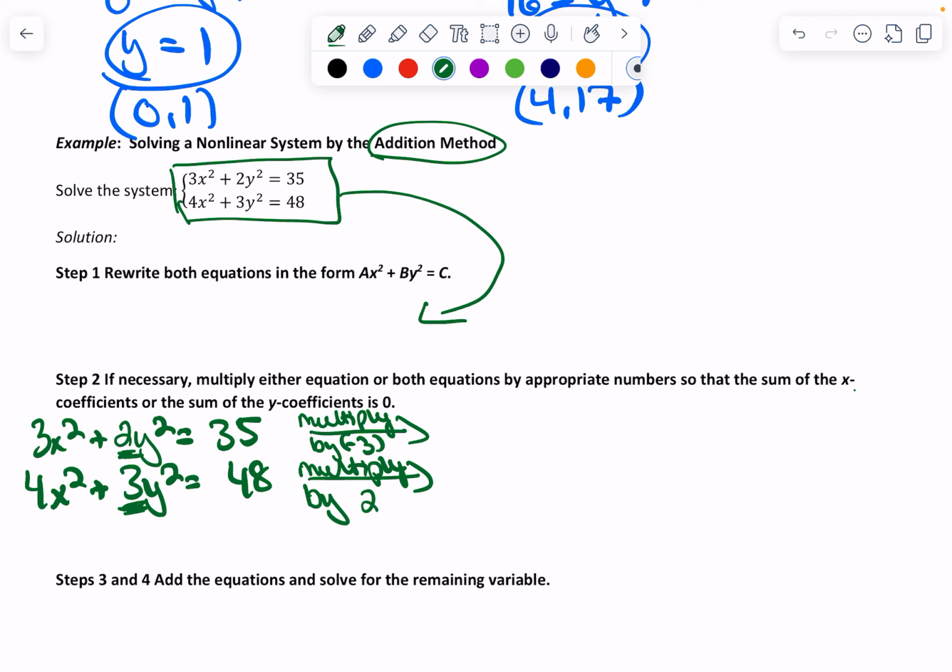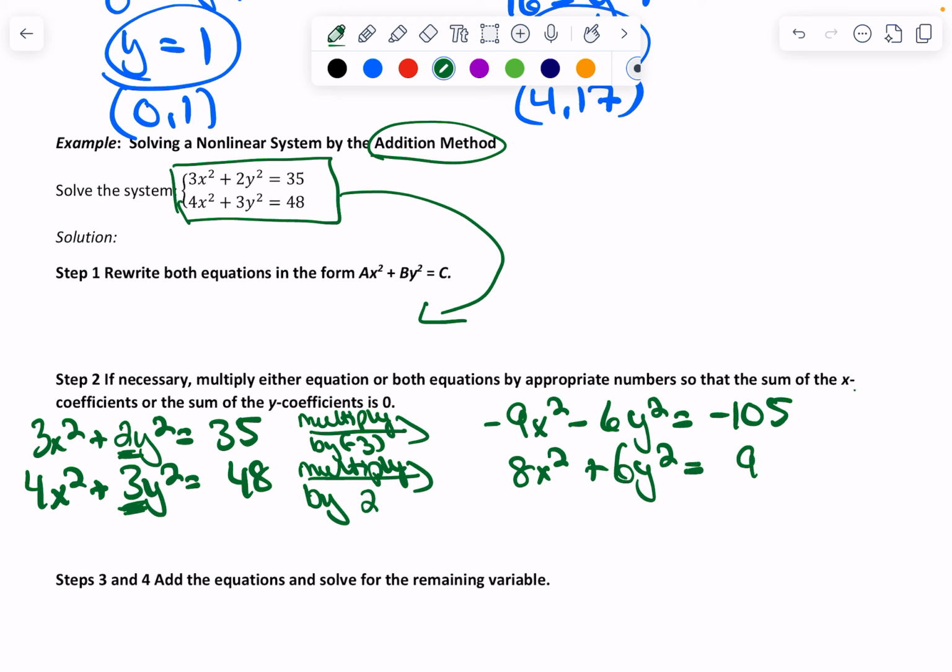So when we multiply the whole thing by -3, we get -9x squared minus 6y squared equals -105. The bottom one, 8x squared plus 6y squared equals 96. And here we go. Canceling these two, minus x squared equals -9. Okay, we can divide both by -1, so we get x squared equals 9.